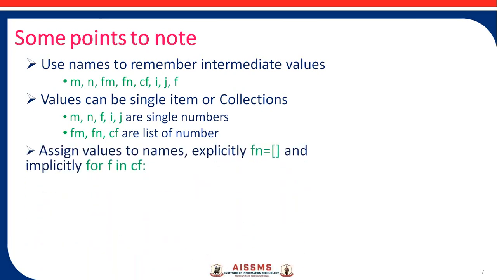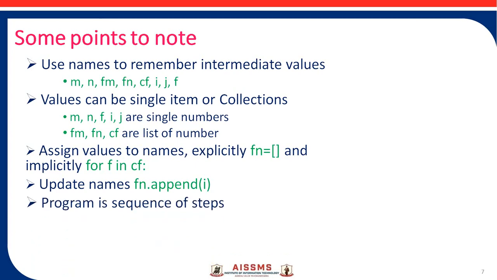Now here we have to assign values to names, and we can assign these values to the names explicitly or implicitly. Explicitly means you can assign that value to a particular name directly, or during the calculation you can assign the values to the name, which is called implicit assignment. After that we can update that particular name by using the append function. When we have to add any item to our list, we use this append function. The append function adds an element to your list.